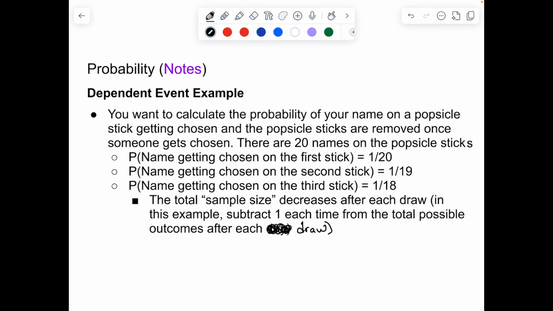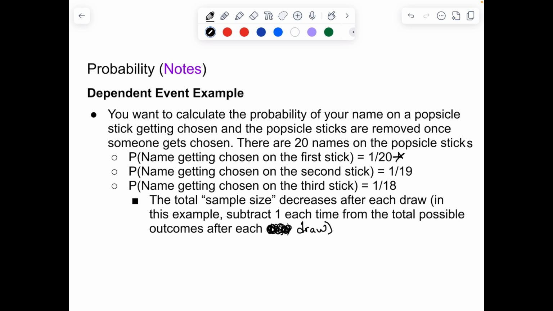Dependent event examples are when you are going to basically be finding the probability of something and then removing that chance from happening again. Okay, so for example, let's say you want to calculate the probability of your name on a popsicle stick getting chosen, and the popsicle sticks are removed when someone gets chosen. There are 20 names on the popsicle sticks. So the probability of your name getting chosen on the first stick would be 1 out of 20, because we're drawing 1 stick out of 20 possible sticks. So that's where we get 1 out of 20.